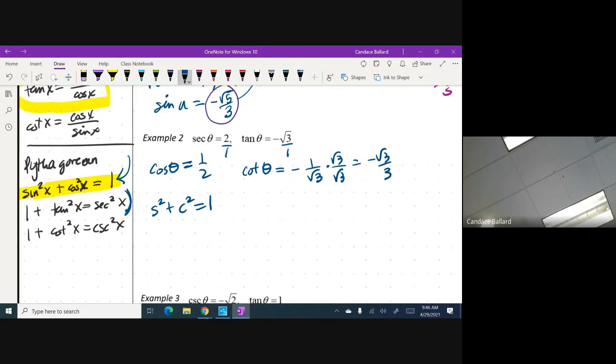All I did is I looked at all my identities, and I found one that related sine and cosine together, okay? I could also find one that relates cotangent and cosecant together if I wanted, because I could have used this one down here, okay? So sine is, we don't know. So we're going to write sine squared theta, and this time it was in thetas. Plus cosine is 1/2. We're going to substitute that in, equals 1.